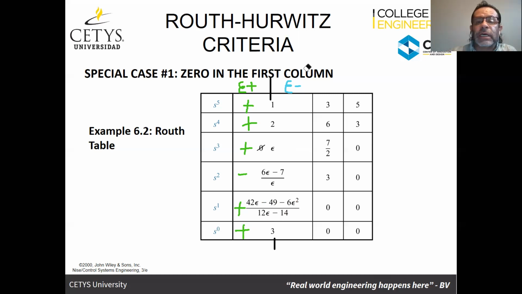Now let's look at the other side, when epsilon is negative. Well, first off, this is positive. This is still positive. If epsilon is negative, then this is going to be negative. Now, 6 times a very small negative epsilon is going to be negative. And negative minus 7, all of this is going to be negative. Divided by epsilon that's negative, negative times negative, this means that this one is going to be positive.